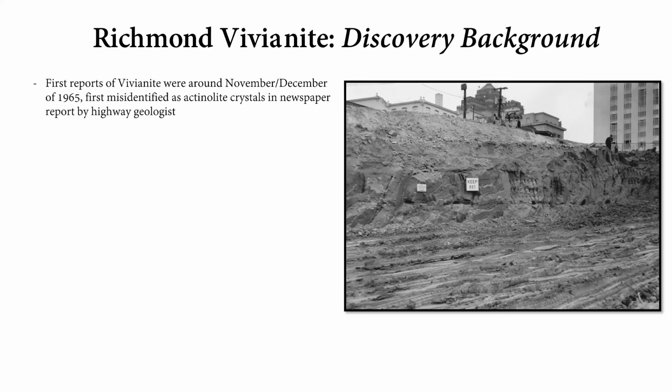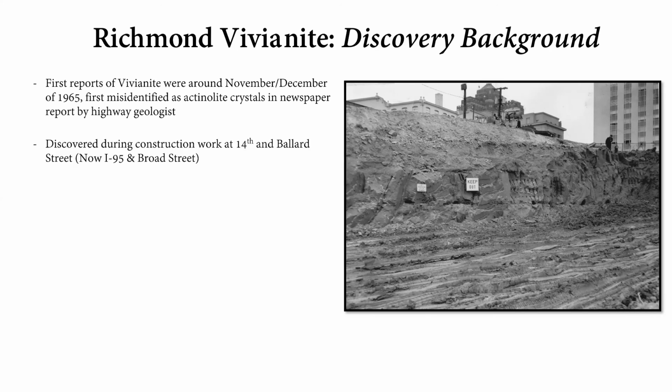And what's really interesting is that there was actually an article published in a newspaper around that time by a highway geologist, and they had actually misidentified them at first as actinolite crystals. And for mineral collectors, sometimes we laugh and joke, that's not the primary training of a lot of geologists, to look at minerals in some of these places. And so Rudy was like, "No, this is actually Vivianite." It was around 1965 that you first started seeing notes in the records about the locality.